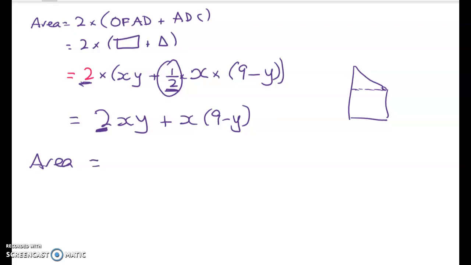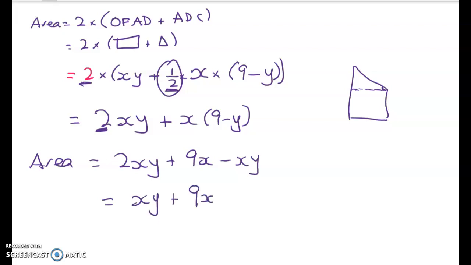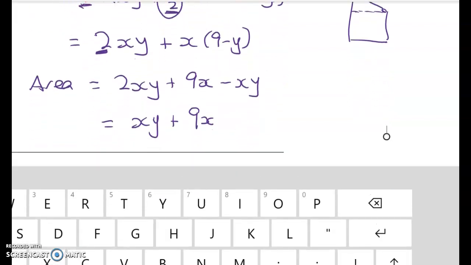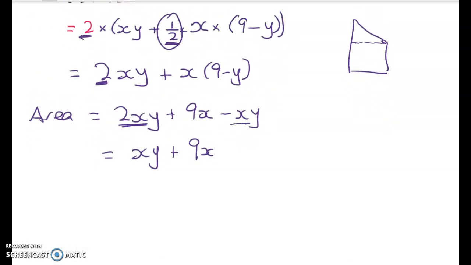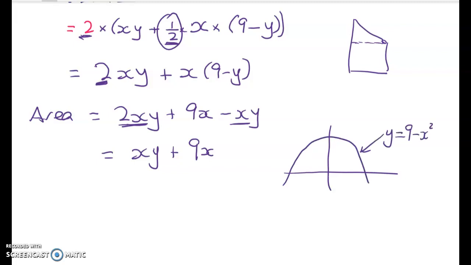So our area is equal to 2xy plus 9x minus xy, which gives us xy plus 9x. We can clean that up, right? We have cleaned that up, but we've still got y in there. We need to get rid of that y, and that's very easily done because y is equal to 9 minus x squared. So this area expression, which I'm going to call big A, is equal to x.